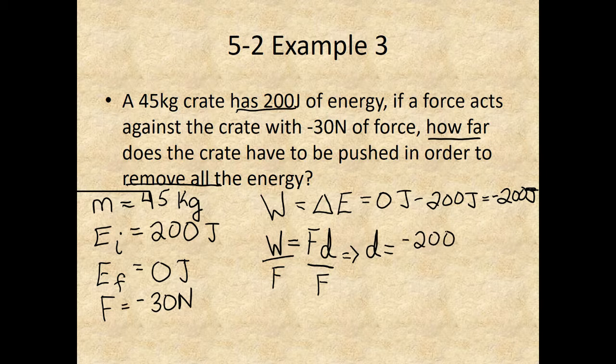So negative 200 joules divided by negative 30 newtons. Note that the negative signs will go away. And we get a distance of 6.7 meters.